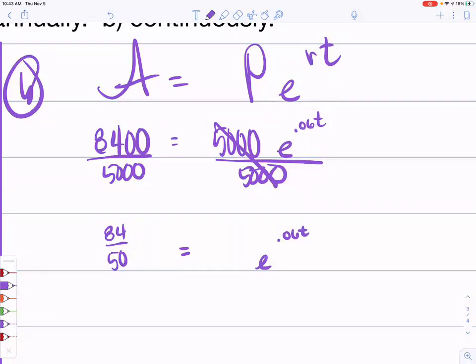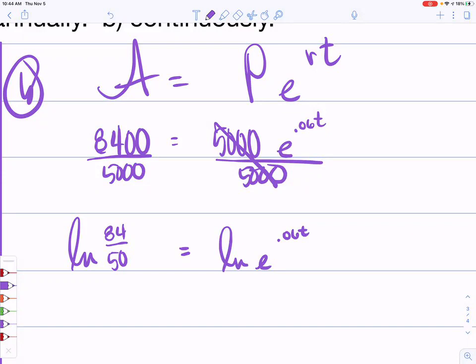And what does that tip say to do? Once your base and power are alone, what are you supposed to do? Log both sides. Which log should I choose? Woohoo! I finally get one. All right. So let's natural log both sides because I have a base of E.